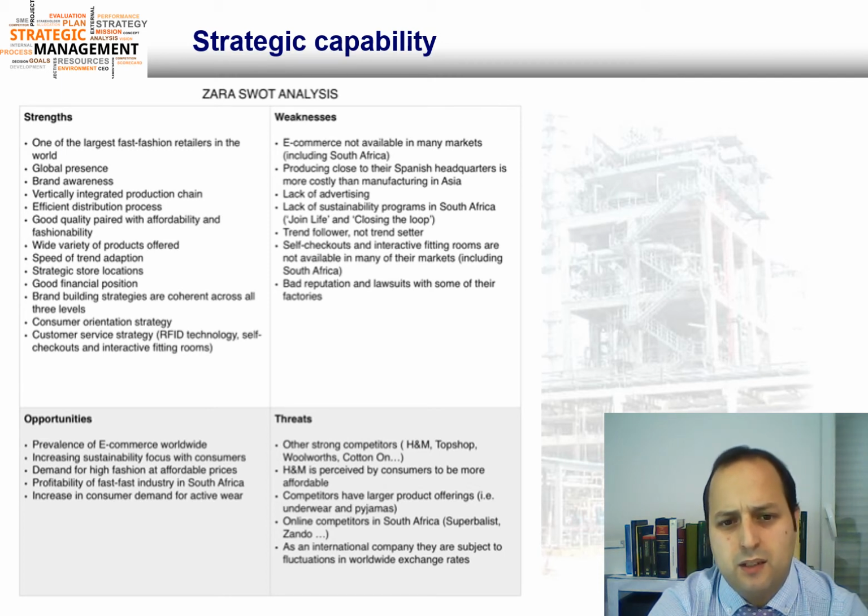One of the weaknesses, for example, is e-commerce that is not available in many markets, including South Africa. Producing close to their Spanish headquarters is more costly than manufacturing in Asia, for example. We can read some opportunities: prevalence of e-commerce worldwide, increasing sustainability. Or finally some threats: other strong competitors, for example, H&M, Topshop.